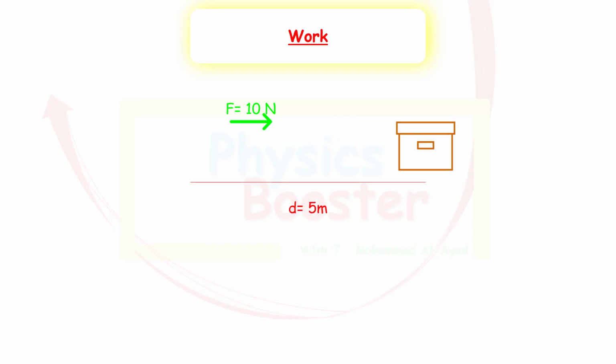I can simply say that the work done on this box is equal to the distance multiplied by the force. And since the object moves in the same direction as the force, we can simply say that it's 5 multiplied by 10, which is equal to 50 joules. So the unit of work is the same as the unit of energy, which is 50 joules.